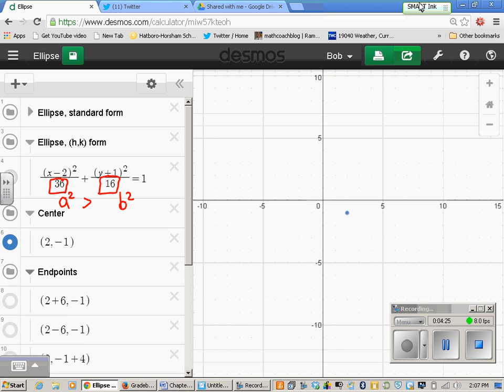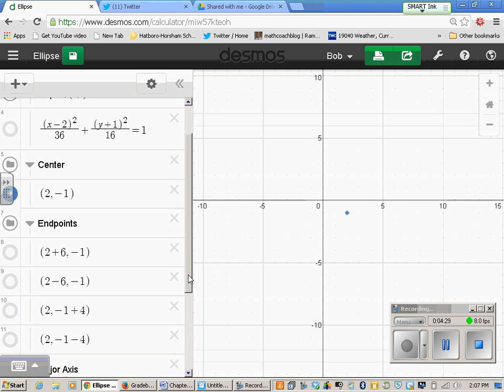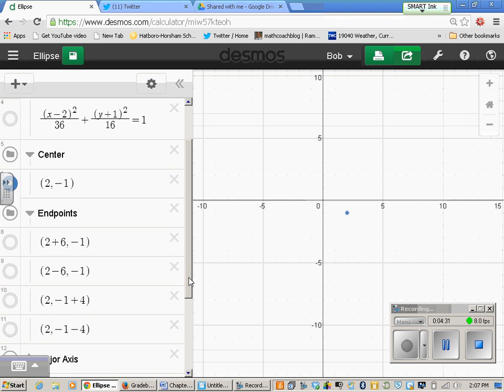So I have a lot of things going on here. Let me get rid of this ink layer and move this up a little bit so we can see what's going on. Keep in mind that the square root of 36 is 6. That means from 2, negative 1, if I go 6 in both directions, so 2 plus 6, negative 1, and 2 minus 6, negative 1, those will be the 2 endpoints. Let me go ahead and activate those so you can see them on the graph.